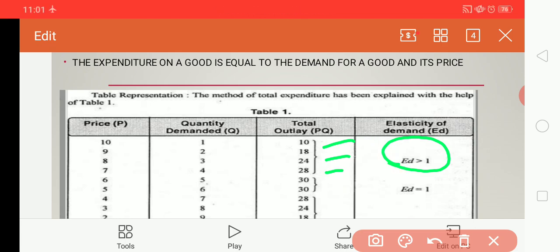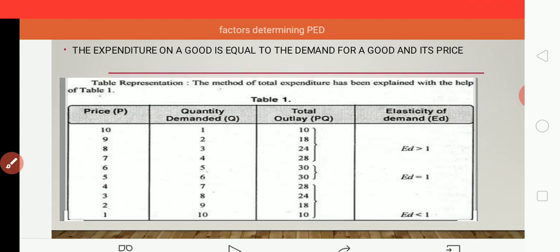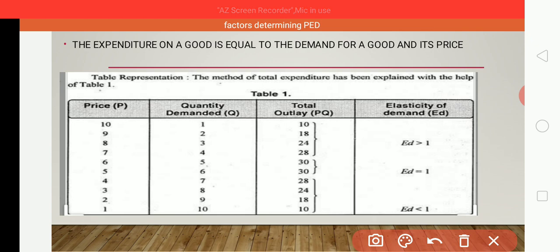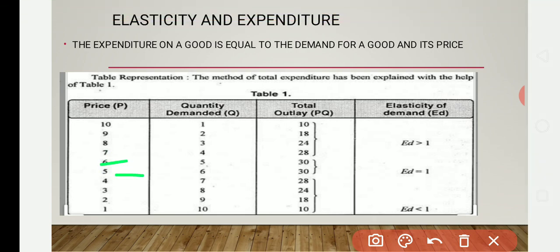Next, whatever the change in price, either from 6 to 5 or 5 to 6, whether it is increasing or decreasing, the total outlay remains the same, 30 and 30. You observe here, from 6 to 5, whatever the changes in the price, the total outlay is remaining the same, 30-30. At that point, we call the price elasticity of demand equal to 1. ED is equal to 1.